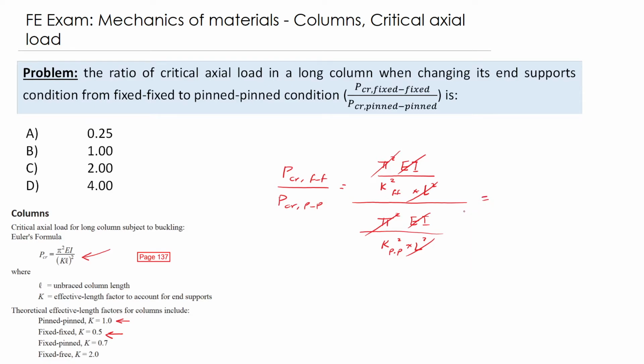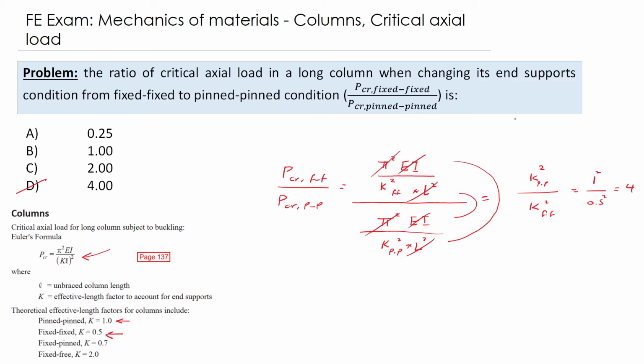Okay, now if you have two fractions, you multiply the two near ones and you multiply the two far ones. So you have K squared for the pinned condition divided by K squared for the fixed condition, which is 1 squared divided by 0.5 squared, which equals 4. And our answer is D.